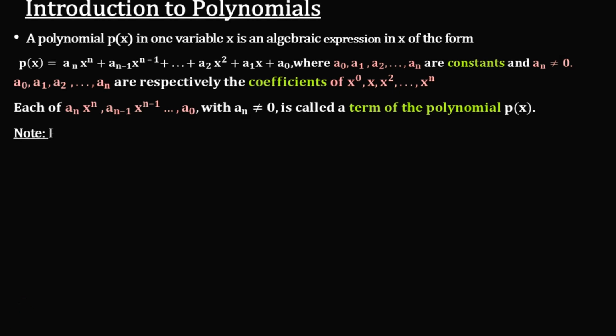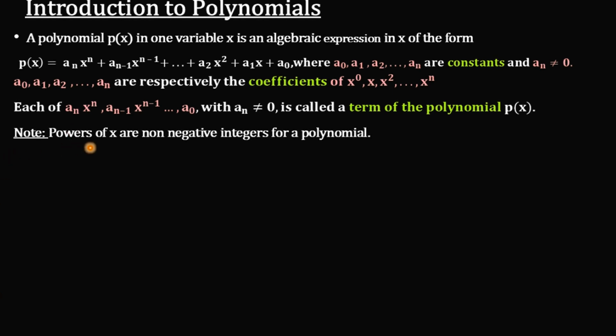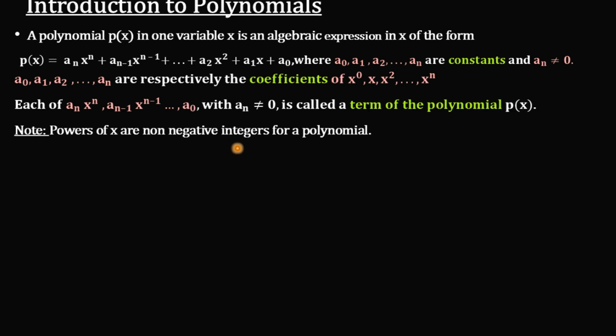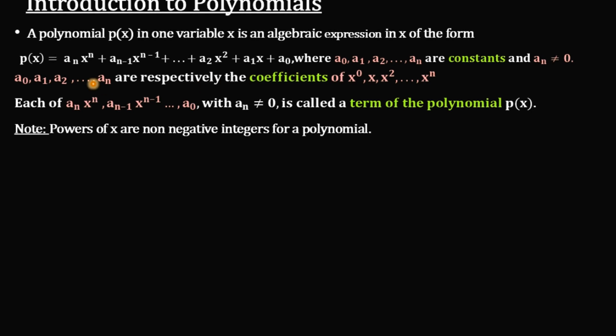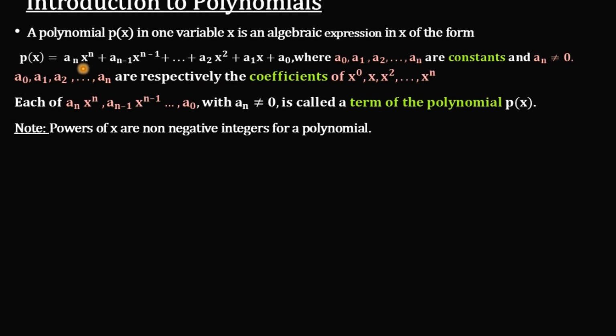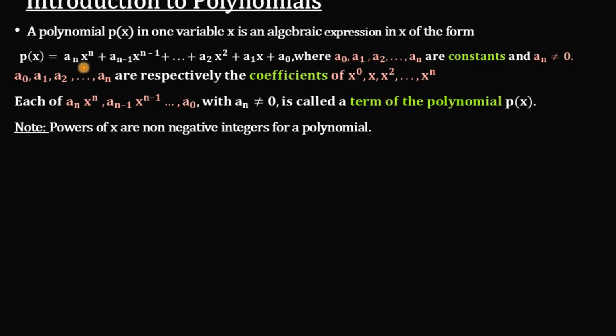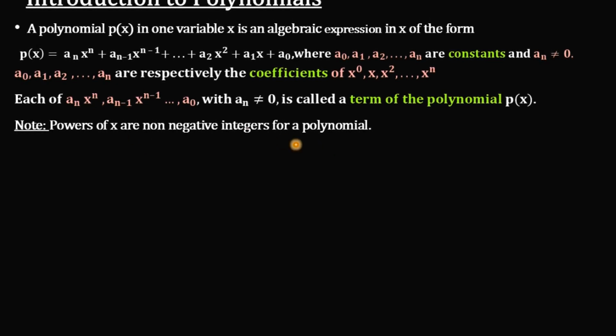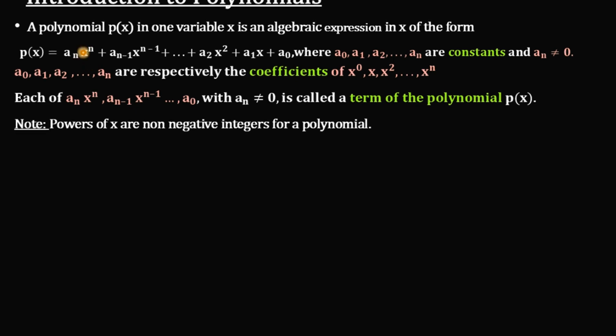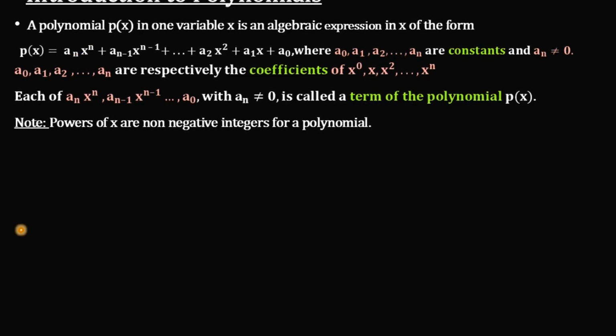Now, what is the degree of a polynomial? Okay, before that, the powers of x are non-negative integers for a polynomial. So, you should see whether the powers of x are non-negative integers in order for the expression to become a polynomial. What do non-negative integers mean? 0, 1, 2, 3, etc. So, the powers of x must be non-negative integers.